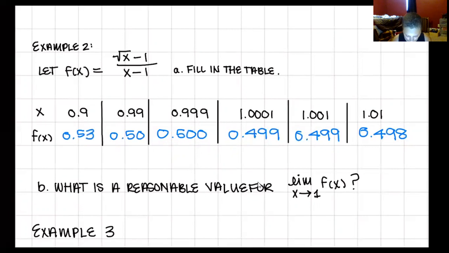Now let's do the rest of the table. So let's start at 1.01. My output is 0.498. 1.001, my output is 0.499. And when I plug in 1.0001, my output is 0.499 repeating.